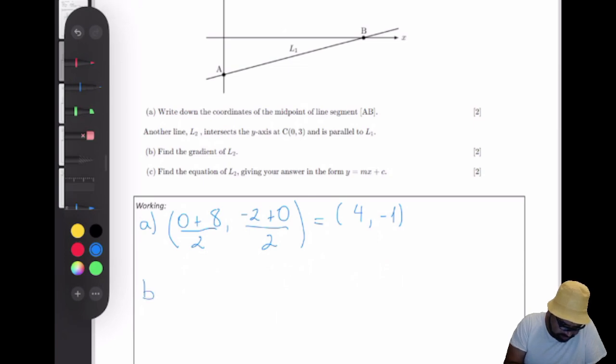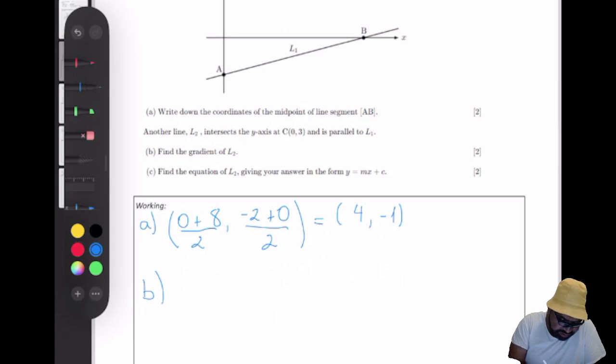B is another line L2 that intersects the y-axis at C (0, 3) and is parallel to line 1. Find the gradient of line 2. If they are parallel, it means the gradient is the same, the slope is the same for parallel lines. Let's find the slope for this one.